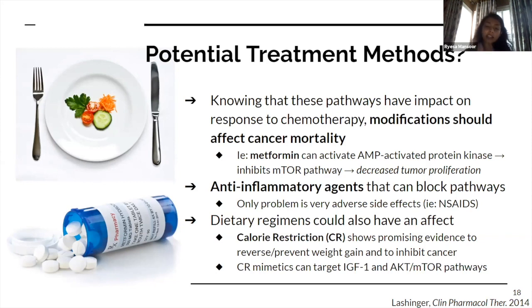But there is some evidence out there that a method known as calorie restriction can actually show promising evidence. I believe these were preclinical studies that they can reverse and prevent weight gain in obese individuals, not reversing cancer or like reversing obesity necessarily, but just that weight gain, and that this can have a positive effect to inhibit cancer. But there hasn't been anything really that's shown it can directly reverse the effects of cancer or like reverse any lasting effects for individuals who already have cancer. So it's a bit limited, but there has been some promising evidence.